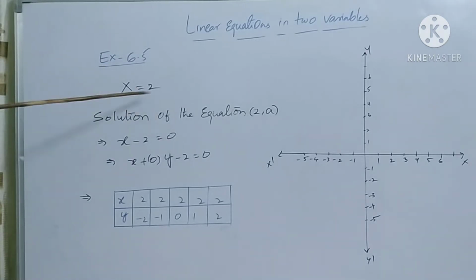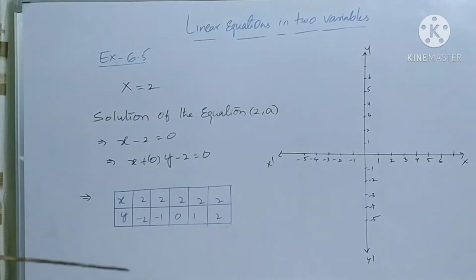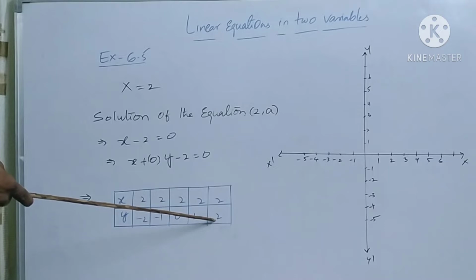So the solution of the equation is when x is equal to 2. The solution of the equation is 2 comma a. Here a is equal to minus 2, minus 1, 0, 1, 2. For any value of y, x is the constant term, that is 2. x is equal to 2 when y is equal to minus 2, minus 1, 0, 1, and 2. So this is the way: for any value of y, x is a constant term.